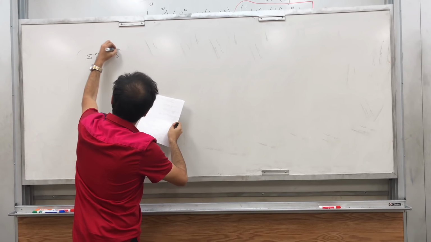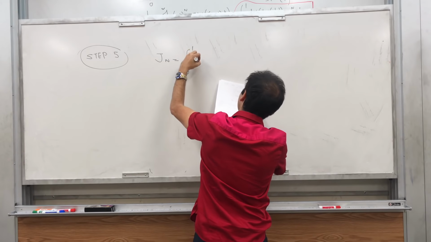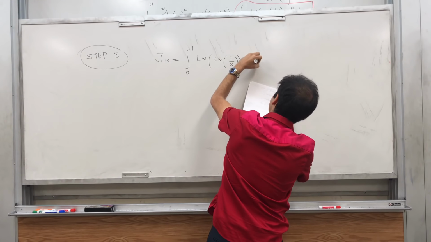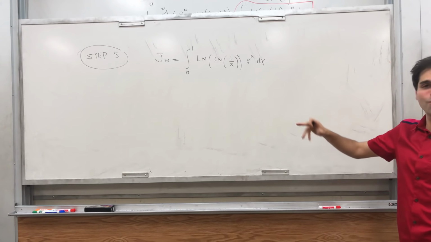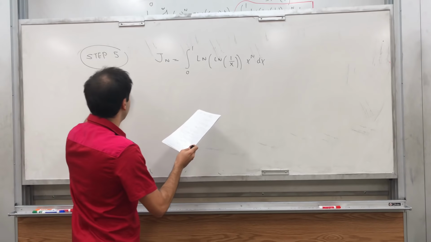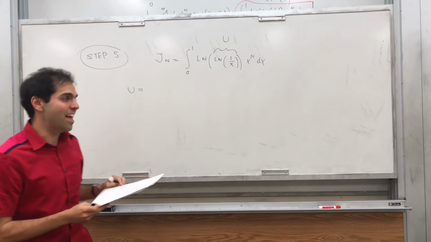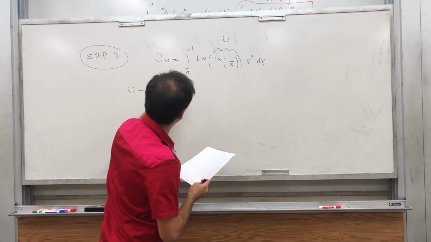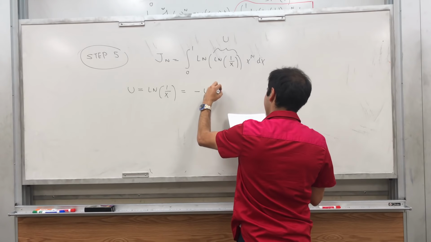Step 5. So what is Jn? It's the integral from 0 to 1 of ln of 1 over x times x^n dx. Let's use a u sub in order to transform this into something that's more familiar. And because we want exponentials to appear, let u be this inner term. So release your inner ln. So u equals ln of 1 over x, which is ln of 1 minus ln of x. So it's really minus ln of x.